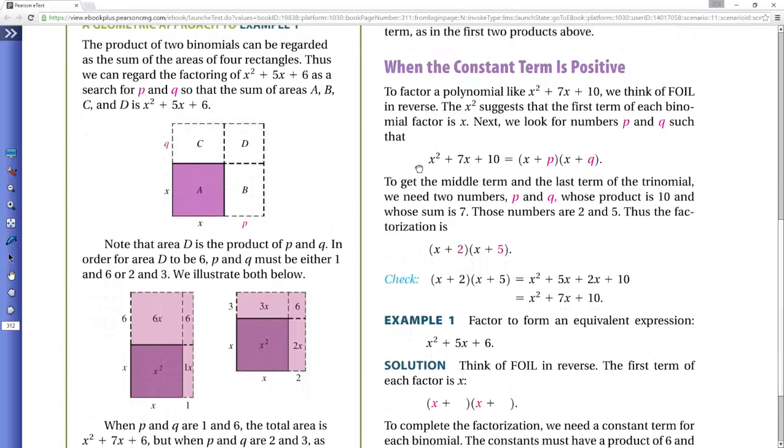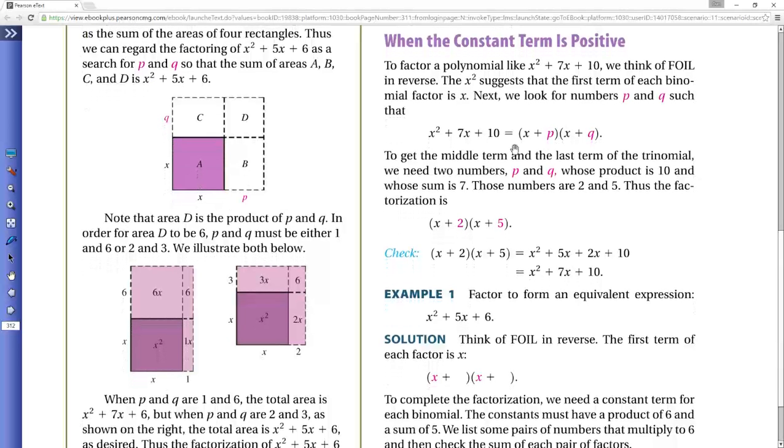And so it says when a constant term is positive, like this one, this is a constant term in this case, which is 10. I'm going to end up with, and the first term is x squared, so I know I have an x and an x to get this first term, which is first times first. And then I know that the 10 has to be two numbers that have a product of 10, so factors of 10 are going to be my possible deals here.